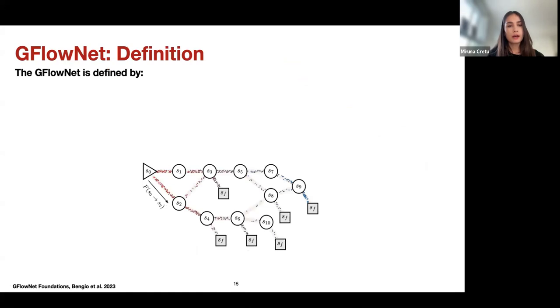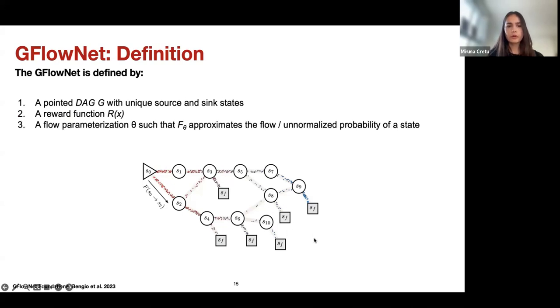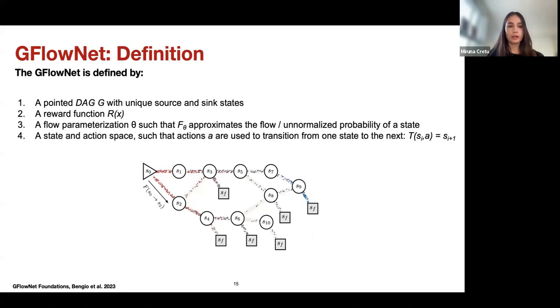So to sort of recap, a GFlowNet is defined by a directed acyclic graph with unique source and sink states, a reward function that computes rewards for terminal states, and the flow parameterization theta, such that theta approximates the flow, or unnormalized probability, of being in a state. And we also need to define a state and an action space, such that the actions are used to transition from one state to the next. And here is where we can be creative about the design of the space and design of the MDP.